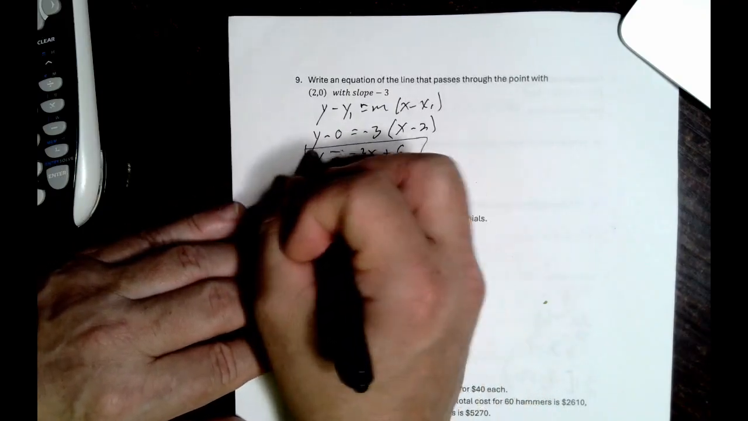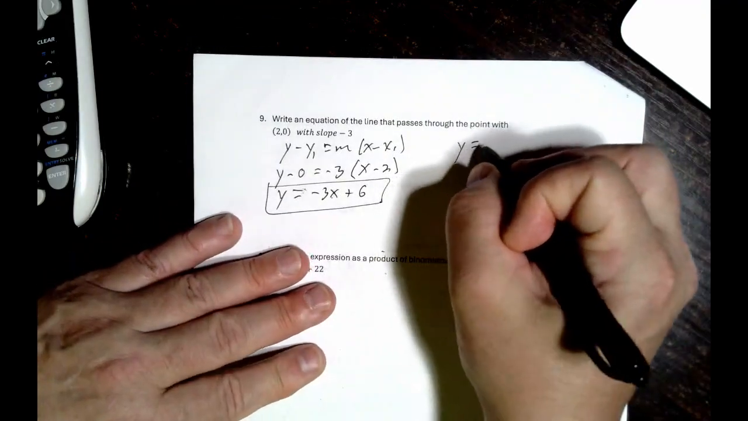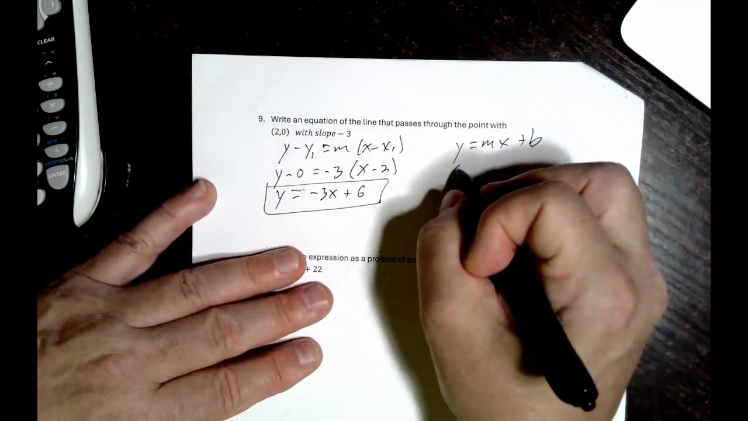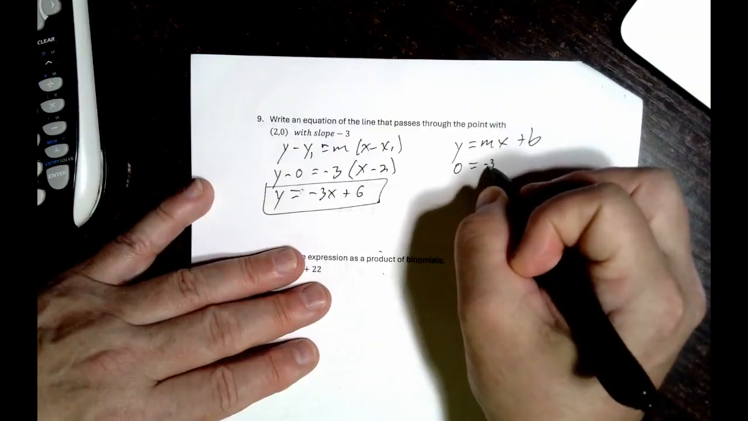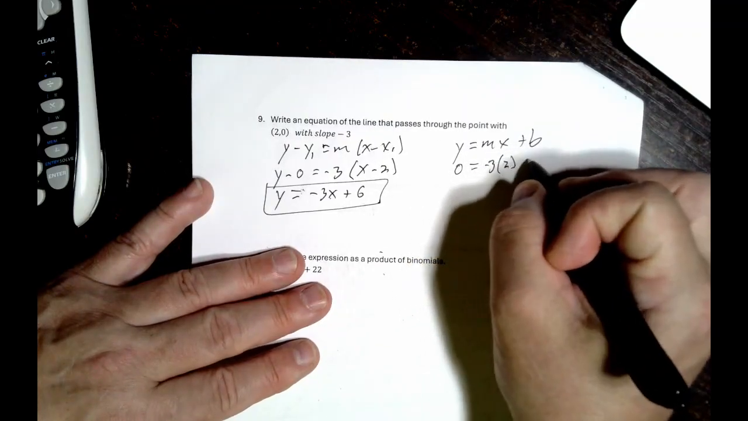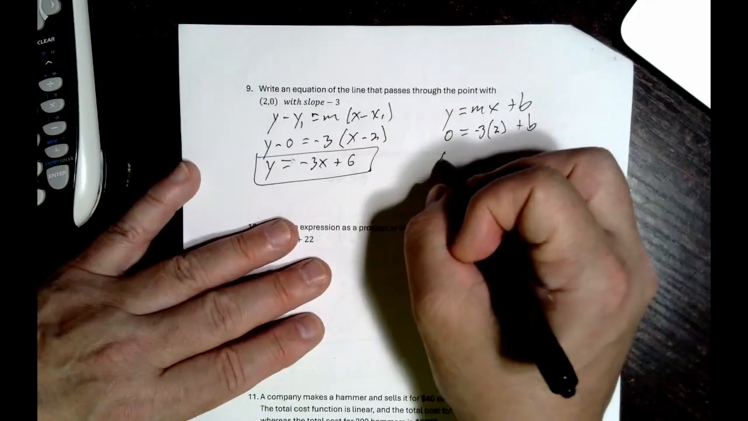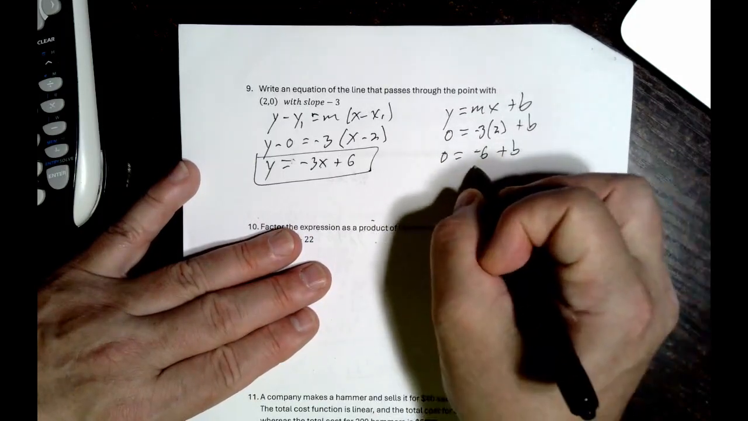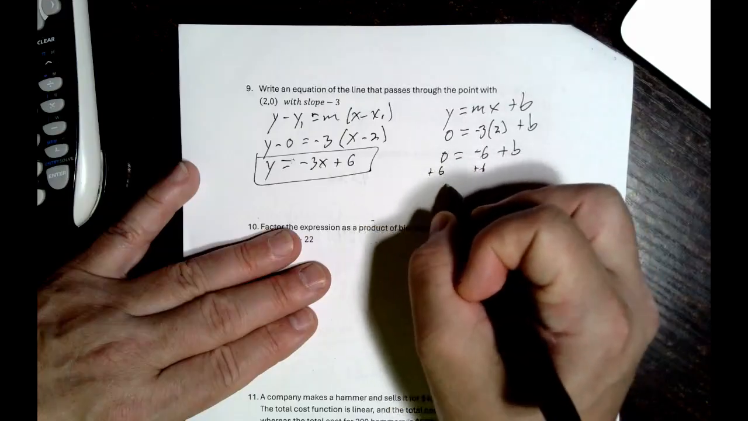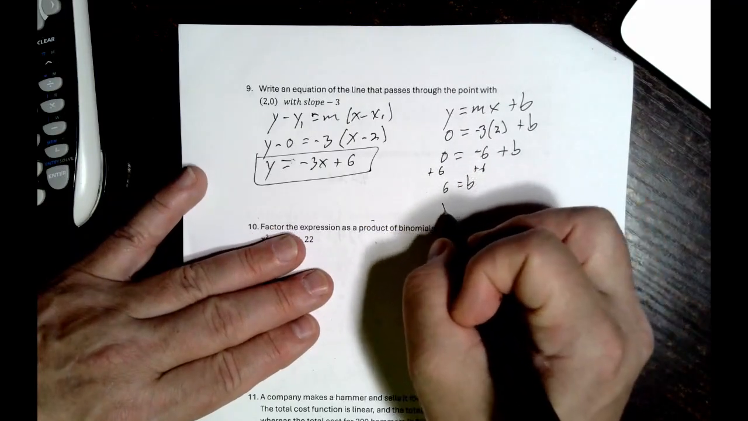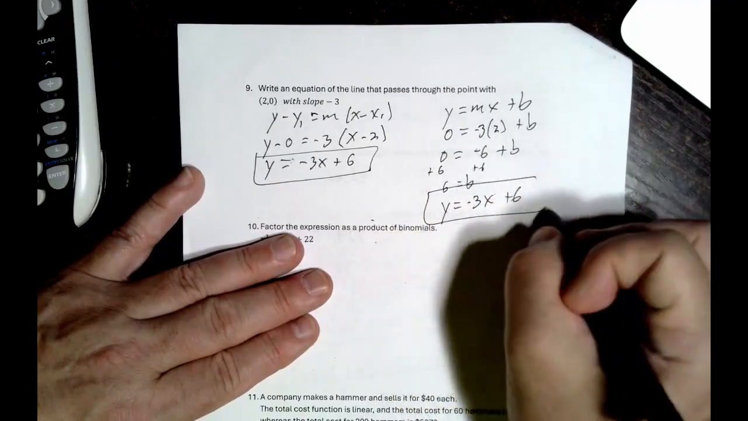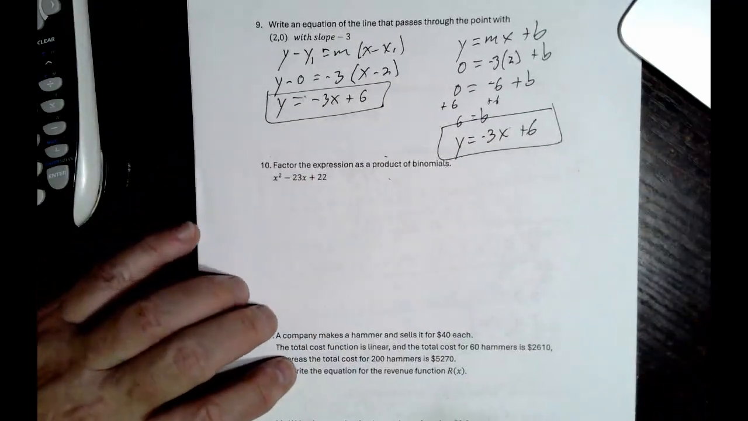So there you go. You could have used y equals mx plus b and plugged in the three things you know. You know y is 0, you know m is negative 3, you know x is 2. And with that you can figure out what b is. Add 6. And you know b is 6, so now you know the slope, and you know your b. You can find your equation of a line that way.